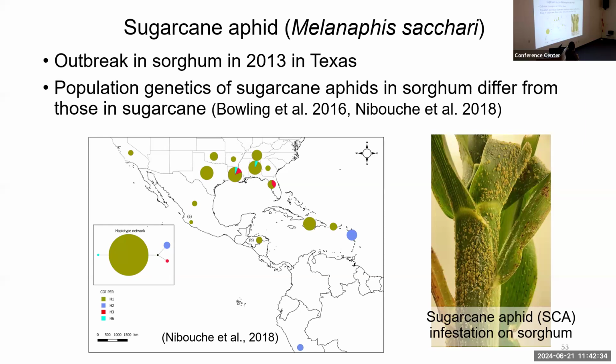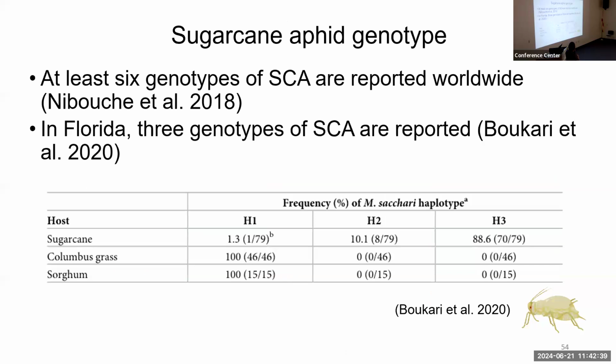So all of these are making this system more complicated because in Florida sugarcane fields, we also have different genotypes. A study conducted in 2018 found that there are 3 different genotypes of sugarcane aphids in this area. You can see here H1, H2, and H3. All of them were collected from sugarcane, but the majority of them were H3 genotypes.